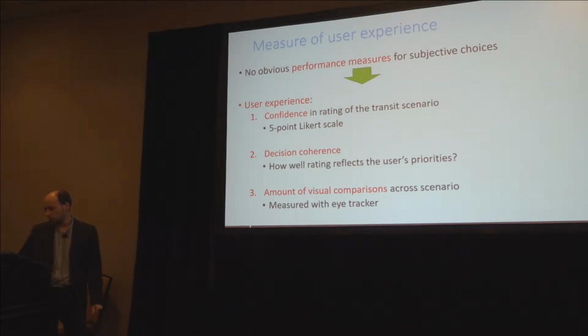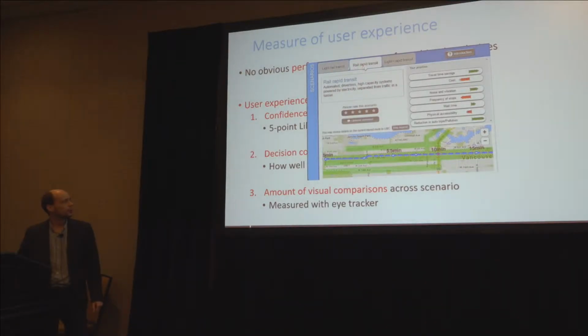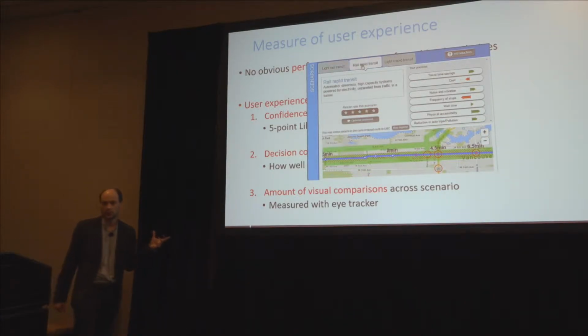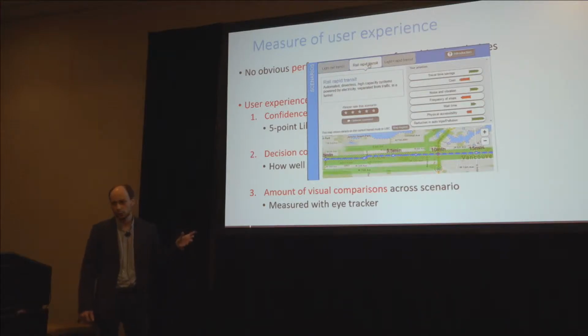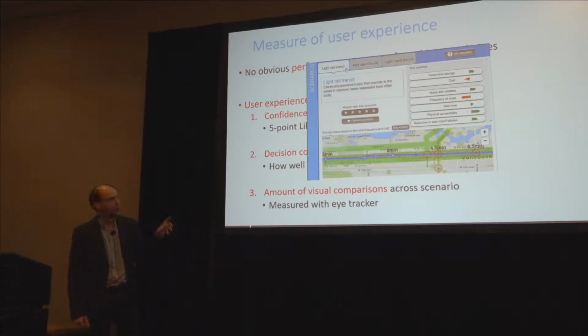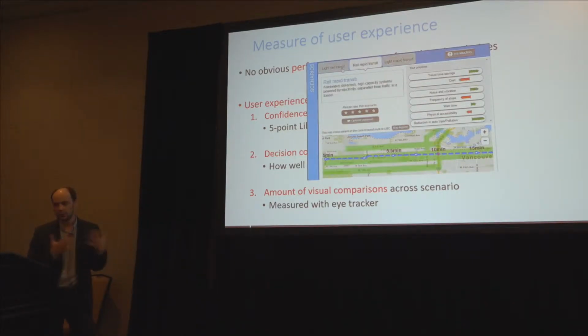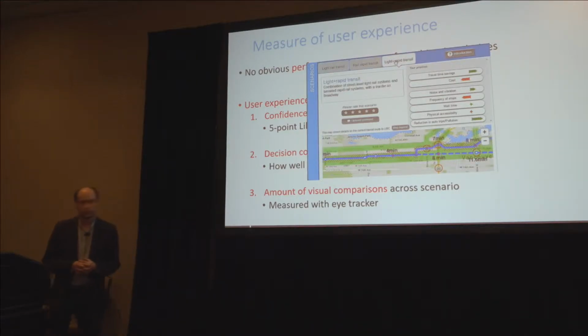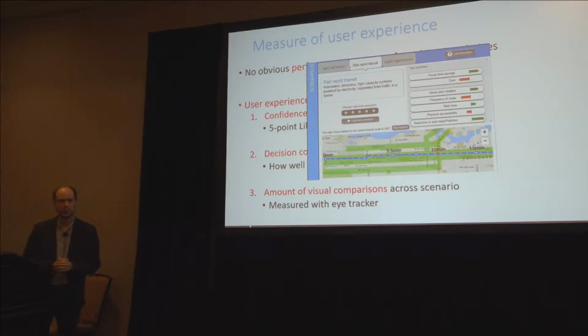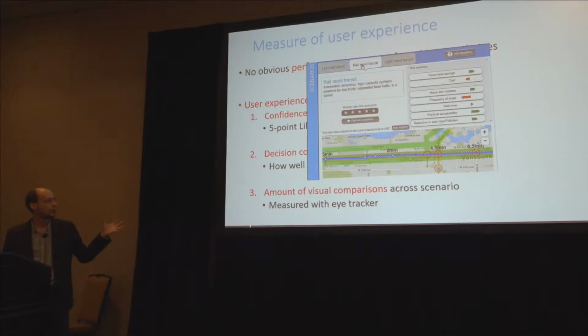And third is the amount of visual comparison across scenarios, measured with an eye tracker. If you remember in the video, we showed that switching between tabs is a way to see the difference among the visualizations and the trade-offs across the scenarios. This is a key feature in MetroQuest to understand what the trade-offs are and what is at stake with those scenarios. More comparison usually means that the user takes time and effort to understand the trade-offs, so we use an eye tracker to see how many times they switch tabs while still looking at the visualization.